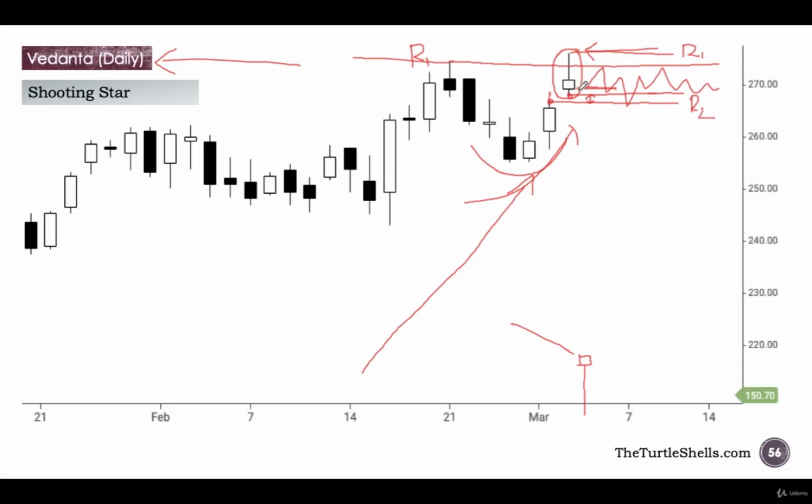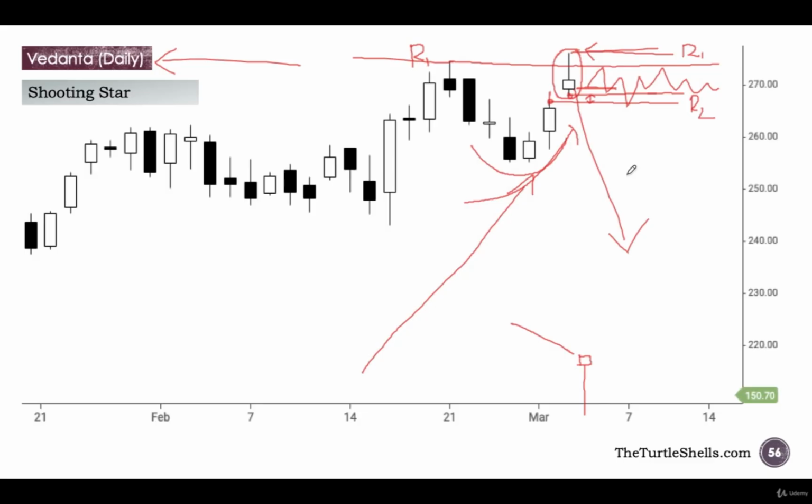Even if I was comfortable taking this trade, I would take a small position because the shooting star is not coming after a long uptrend. It is coming after a short uptrend. So because it is confirming prior resistance, I would take a short position, but my position would be minor. It would not be a major position.